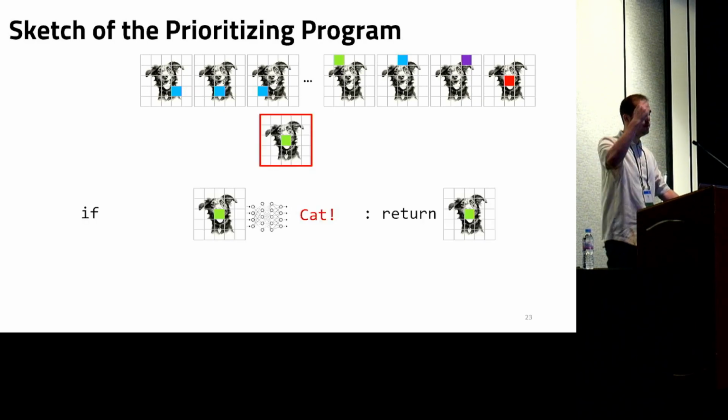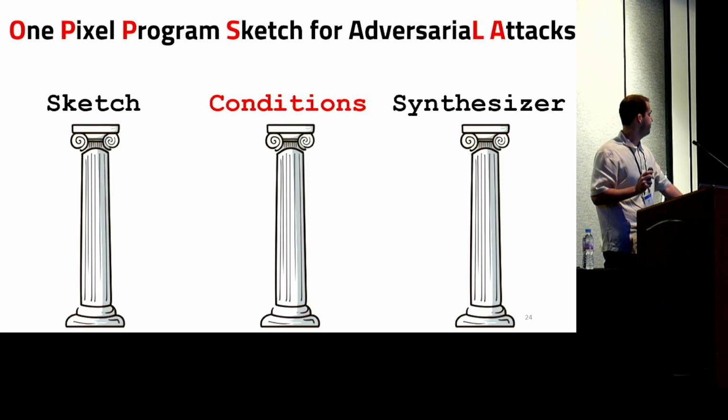Next, we start a new iteration by, again, removing the top element from the queue, submitting it to the network, and if necessary, checking the conditions. This process continues until we either find a successful adversarial attack or explore all possible 1-pixel perturbations.